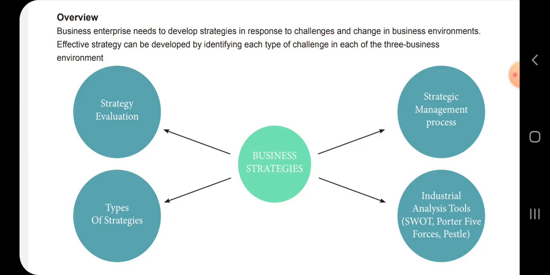So we're going to do strategic evaluation, types of strategies, strategic management process, and industrial analysis tools. The industrial analysis tools are the SWOT analysis, Porter's Five Forces, and PESTEL. Okay, we did this also in creative thinking, so watch the creative thinking video before you watch this one, which was the video that dropped before this one.